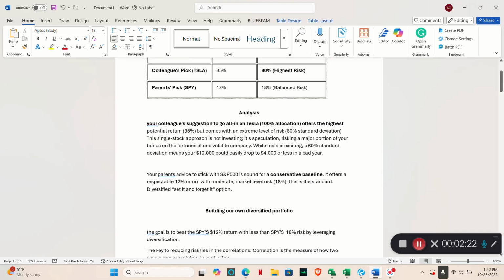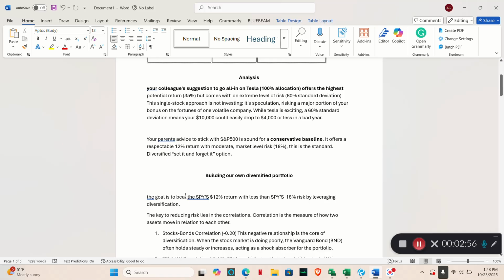My analysis of this: our colleague suggests to go all in on Tesla, 100% allocation. It offers the highest potential return of about 35%, but comes with an extreme level of risk of about 60% standard deviation. The single stock approach is not investing. It's honestly speculation, risking a major portion of your bonus on the fortunes of one volatile company. While Tesla is exciting, 60% standard deviation means your $10,000 could easily drop to $4,000 in a bad year.